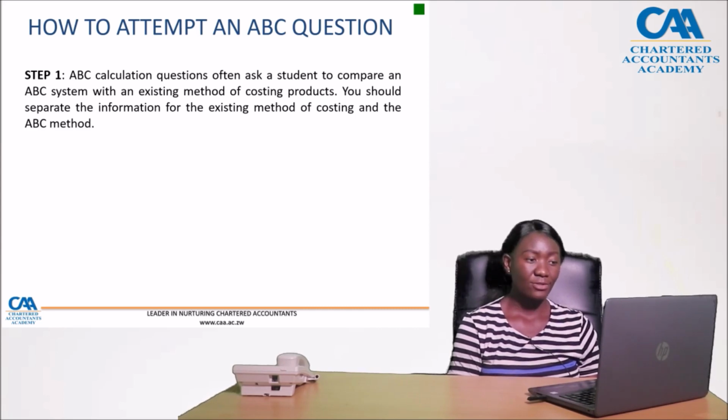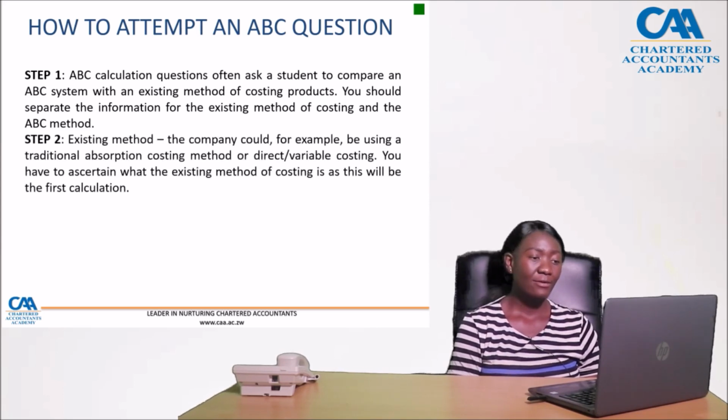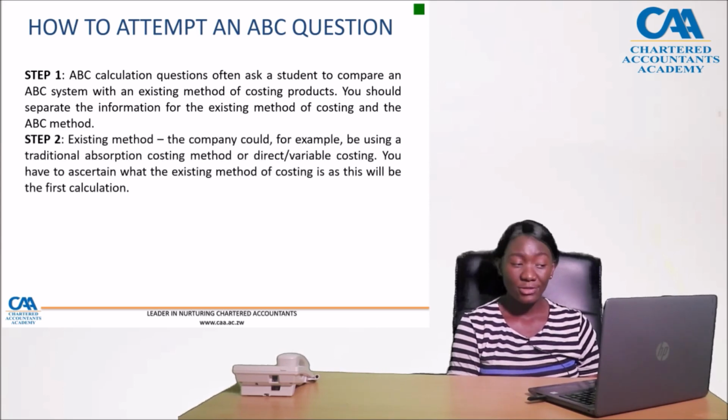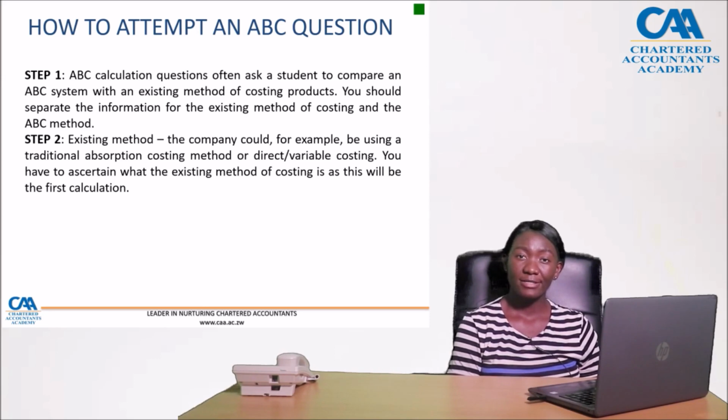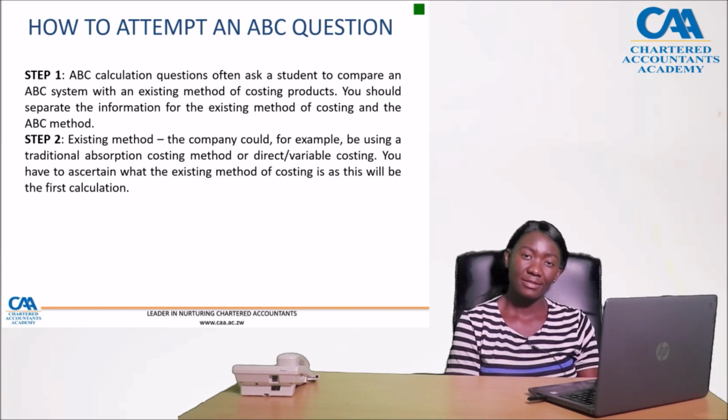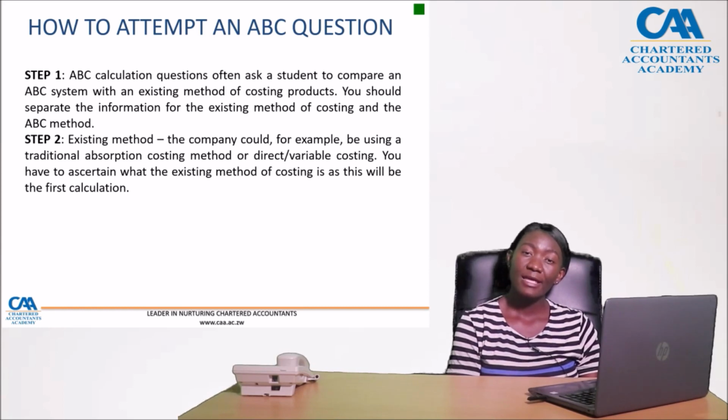Which is the existing method of costing? My existing method could be, for example, traditional or absorption costing, or direct or variable costing. So you need to have ascertained the existing method of costing, as this will be your first calculation. So I now need to calculate under variable costing, what is my total production cost? Under absorption costing, if you are using absorption, what is my total production cost? Now I also need to calculate what? Total production costs using ABC, which brings me to my next step.